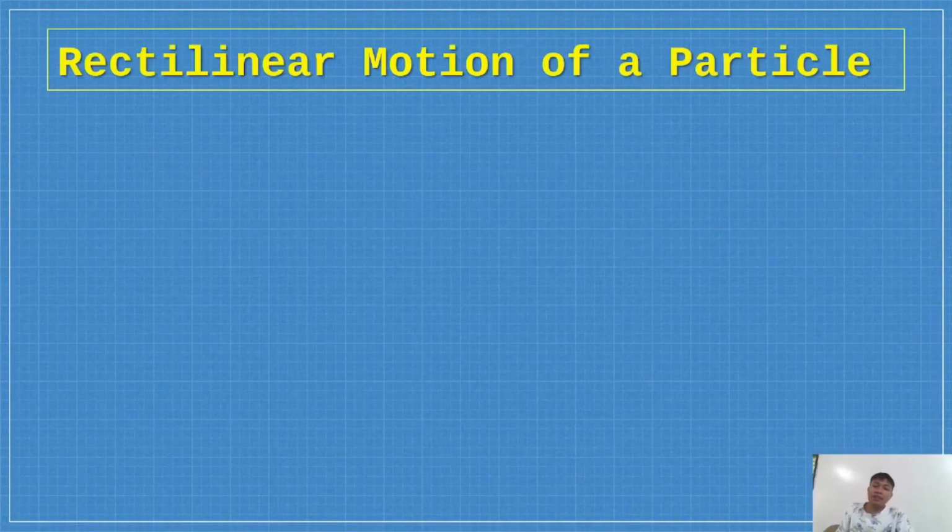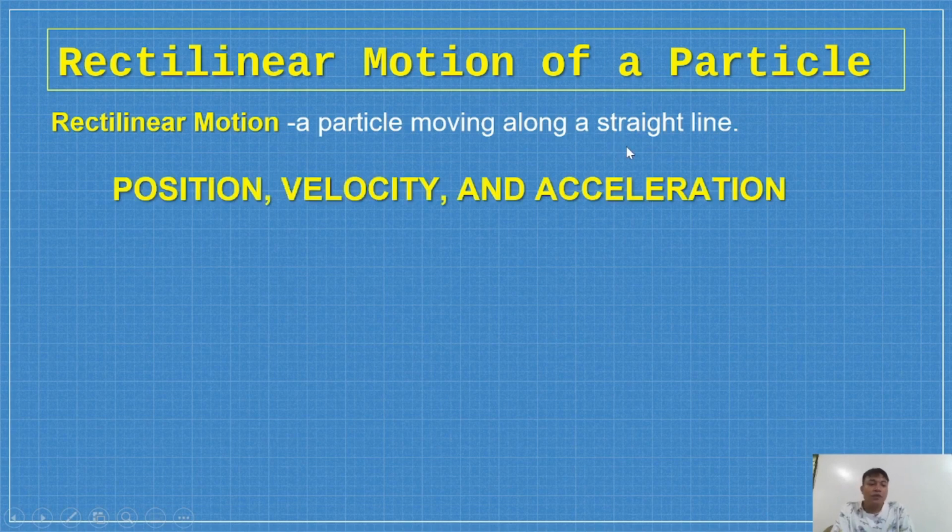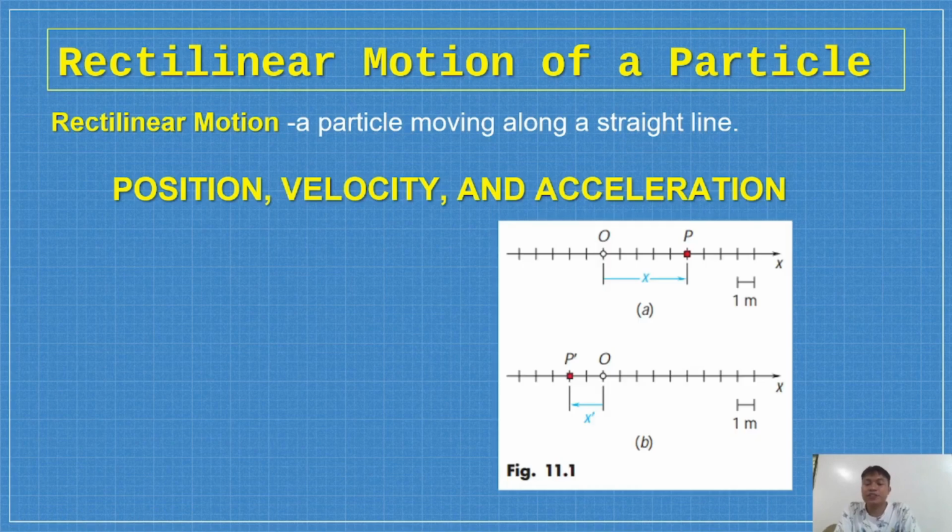So, rectilinear motion of a particle. Rectilinear motion comes from the words rectus and linear. Rectus is a word for straight. And linear is where we got the word line. So when we say rectilinear motion, it is when a particle is moving along a straight line. So, position, velocity, and acceleration.